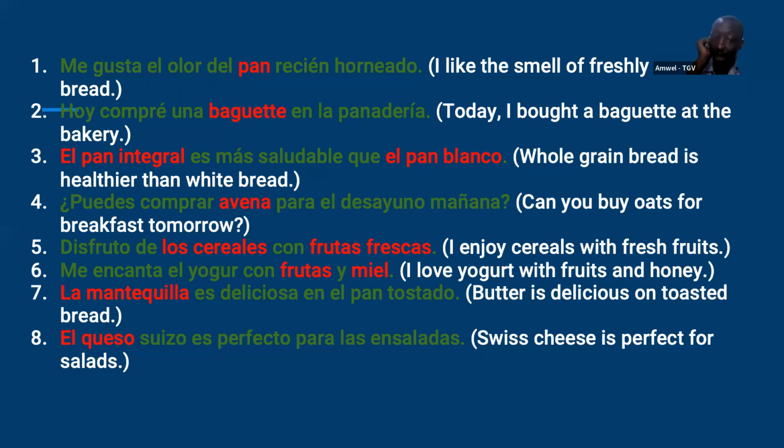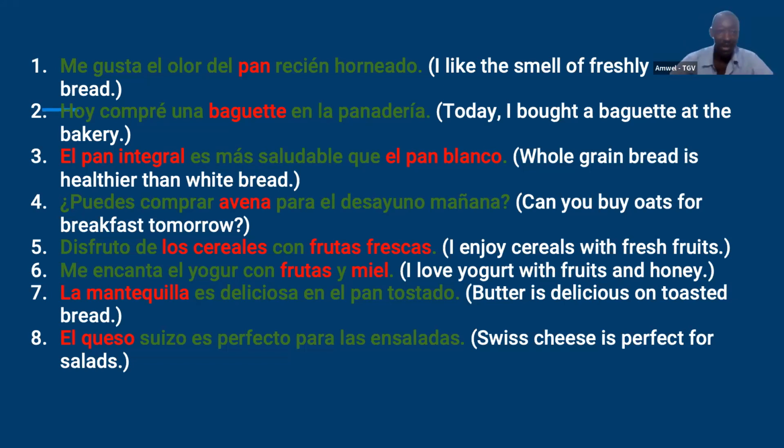Puedes comprar avena para el desayuno mañana. Can you buy oats for breakfast tomorrow? Disfruto de los cereales con frutas frescas. I enjoy cereals with fresh fruits. Me encanta el yogur con frutas y miel. I love yogurt with fruits and honey. Then la mantequilla es deliciosa en el pan tostado. So butter is very delicious on toasted bread. El queso suizo es perfecto para las ensaladas. Swiss cheese is perfect for salads.